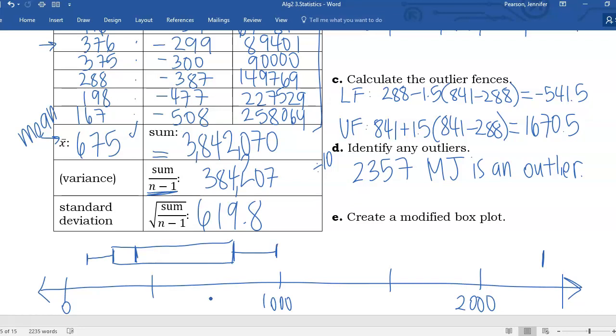And then I'm going to leave this way up at the top to show that there's an outlier there, but the box plot doesn't go that high. So you can see, second highest scorer, Michael Jordan, outlier.